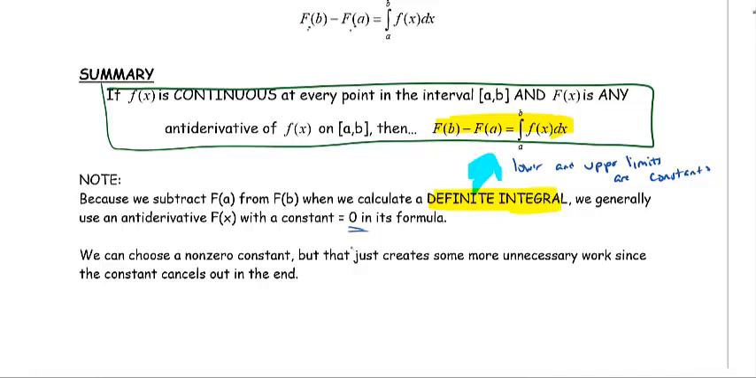Okay? Basically, we could choose a non-zero constant, but if we do that, it creates more work. And who wants to do more work, right? Especially when things just cancel out in the end. All right, but I'll show you that later on in the other videos. That's it for now.